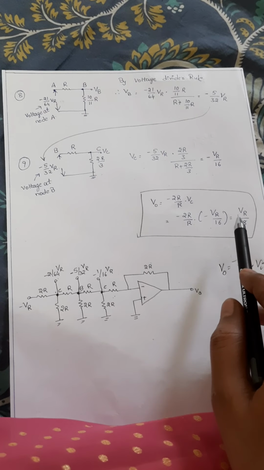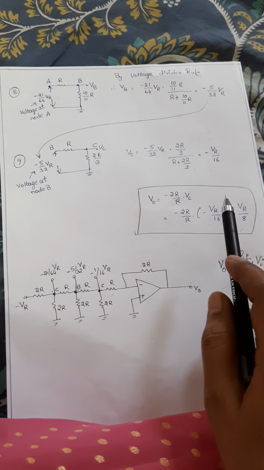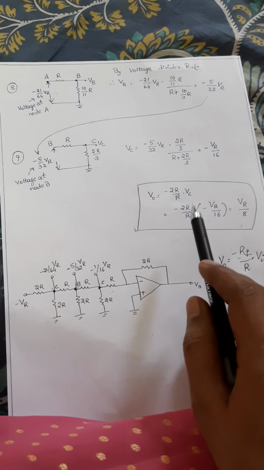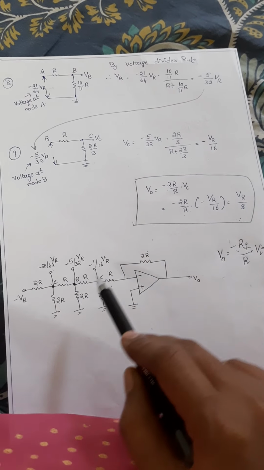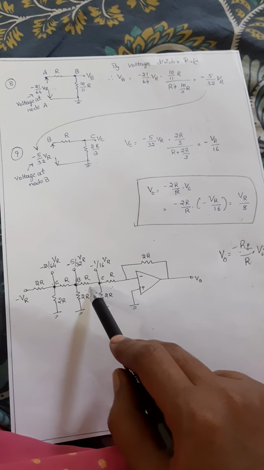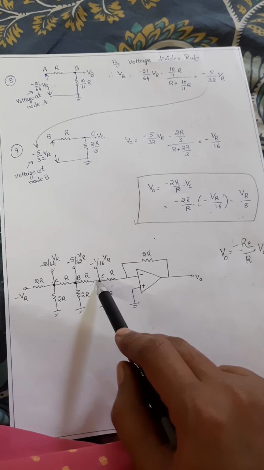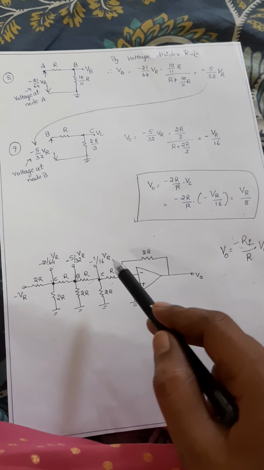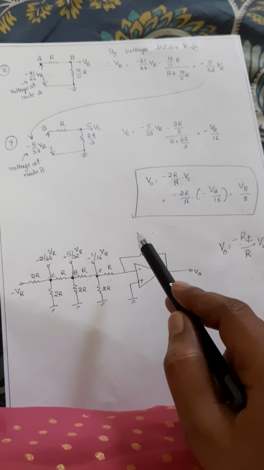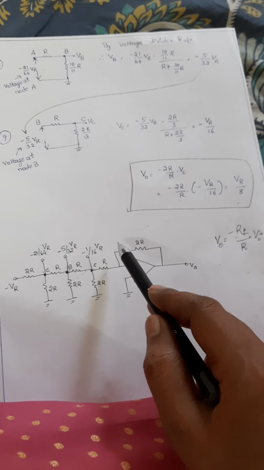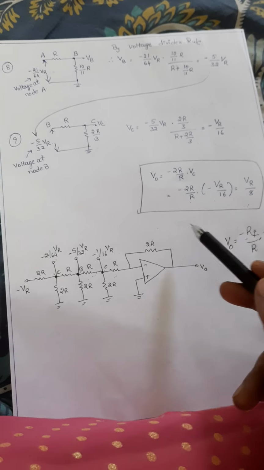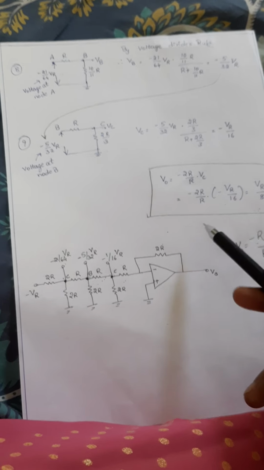See, the main disadvantage with the R2R ladder is that as the input increases, the burden on the resistors increases and more power dissipation will be there. So to avoid that, we go for the inverted R2R ladder, which I shall discuss in the next video. Thank you.